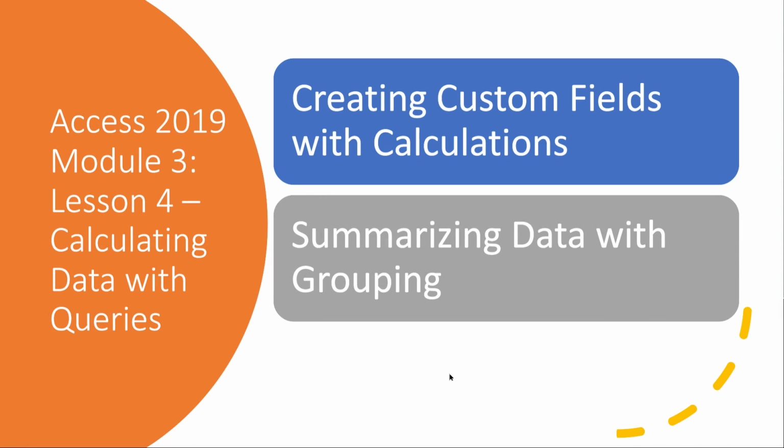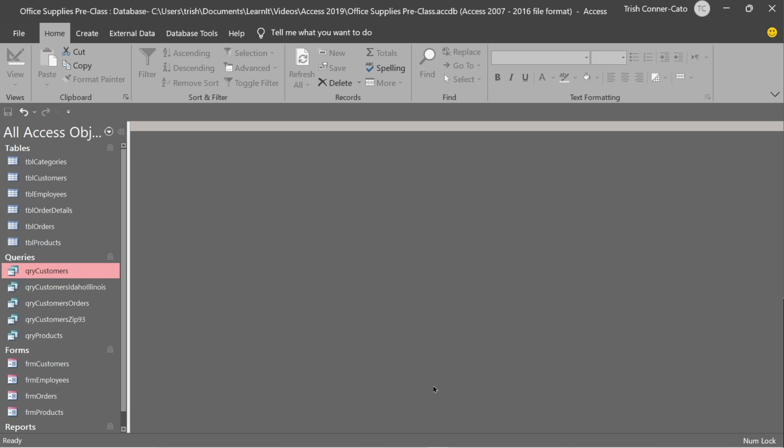Our next lesson in this module is how to calculate data with queries. So in our queries, we can create custom fields using calculations, and you can also do grouping. So earlier when we used a report wizard, we decided to do a grouping option in a report. It looked horrible, so we got rid of it, but we're going to do a grouping in a query in this lesson.